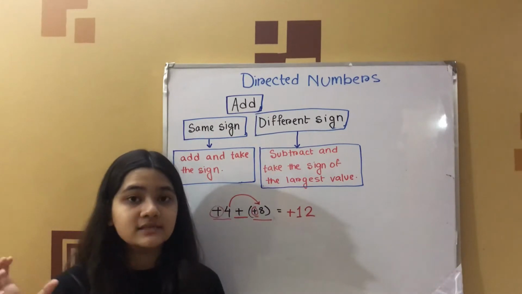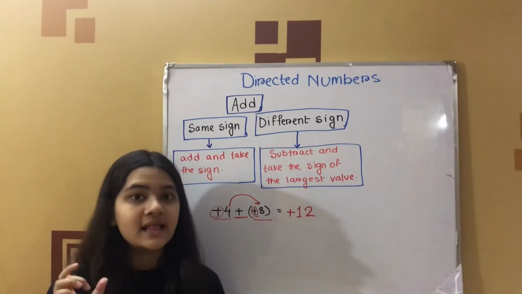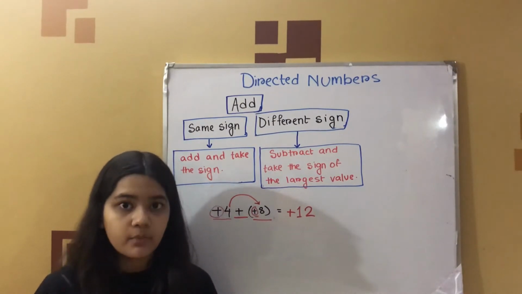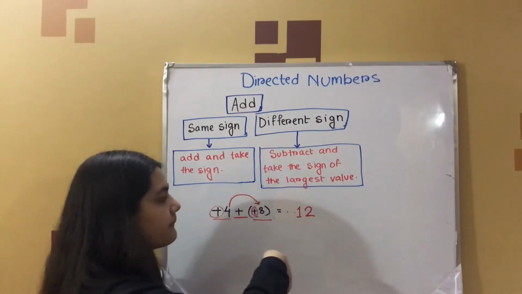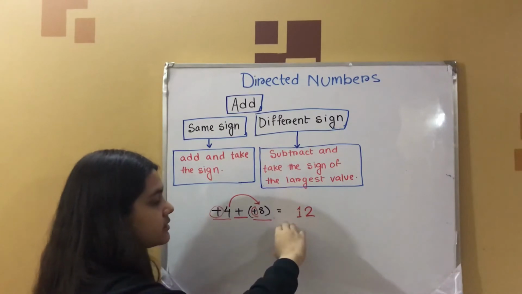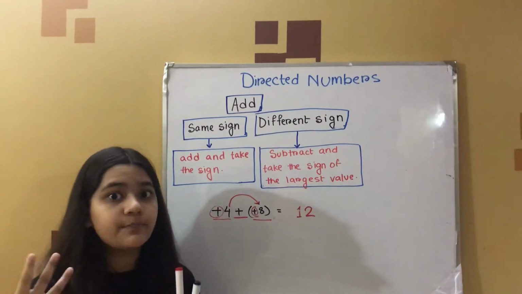If a number has no sign before it, then that number is positive number. If the number is positive, usually we don't give the positive sign. And our answer is 12. That means it is positive.